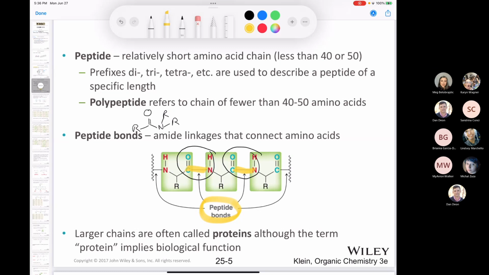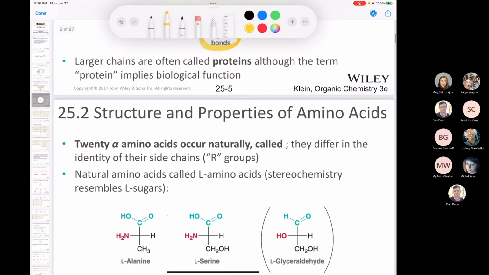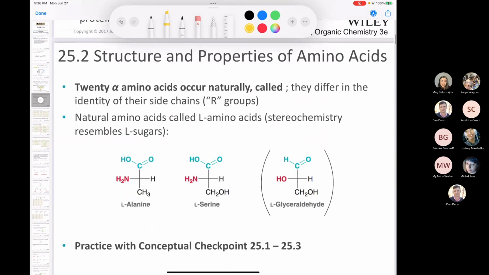Proteins, as I briefly mentioned before, are really just big biological molecules that have some kind of function in an organism. So let's talk about the structures of all of these amino acids. Before I started recording, I showed you the handout or the page of amino acids that I will give you for the quiz, or at least some of them. And there are 20 alpha amino acids that are naturally occurring. It says they differ in the identity of their side chains or their R groups.